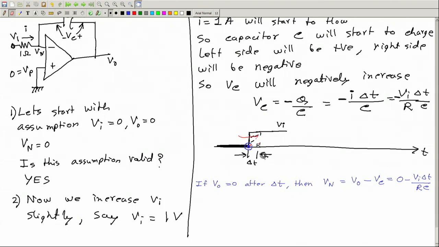Let me also draw it bigger. So delta T, I will take a big delta T. This is delta T, and this is how this voltage Vc will come down. So this height is same as minus Vi delta T by RC.